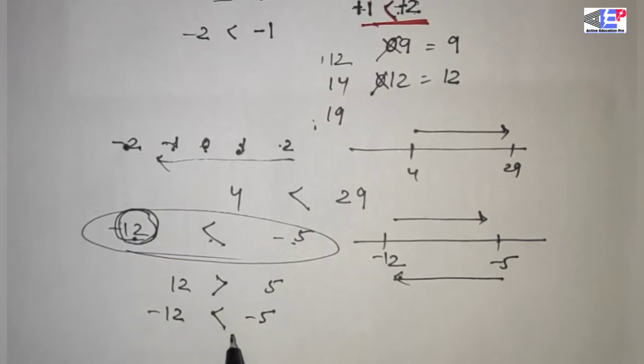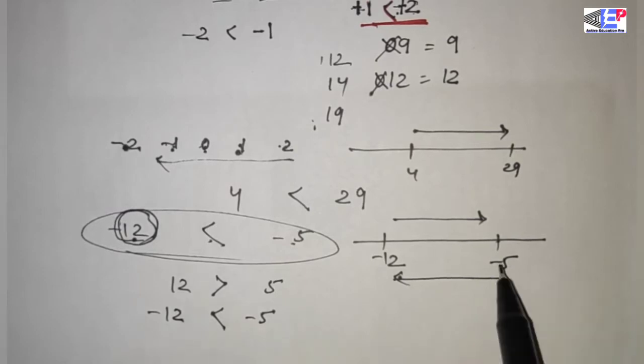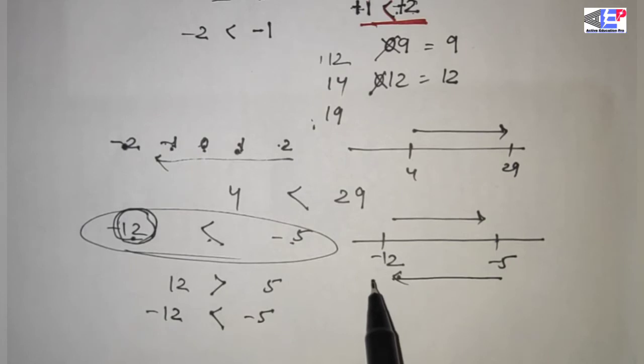Otherwise you can determine it by drawing a number line, but it is not possible to draw a number line in every case. These numbers are close to each other, so here you can draw this number line.